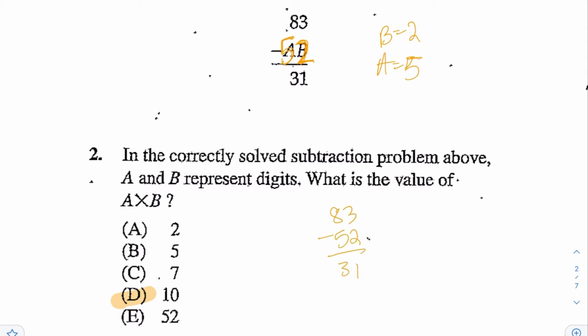So now you don't want 52, you actually want a times b. And that's going to be 5 times 2, which is equal to 10. Choice D.